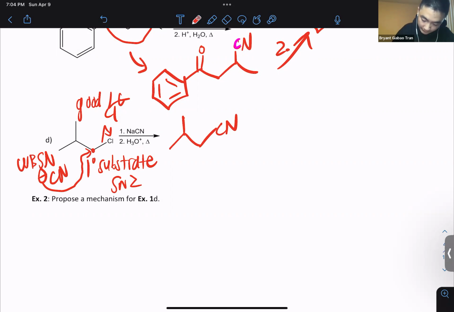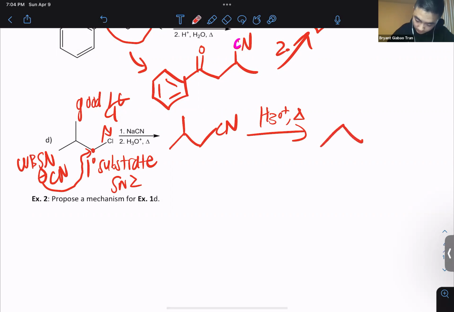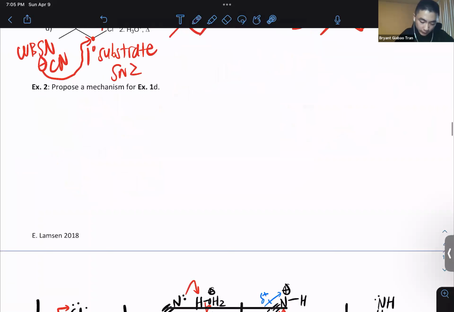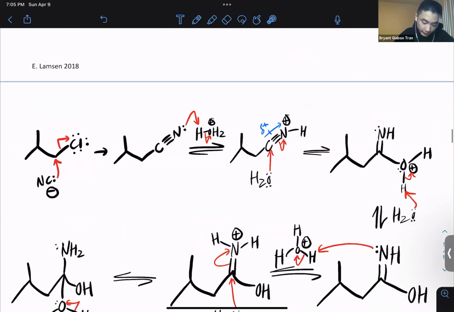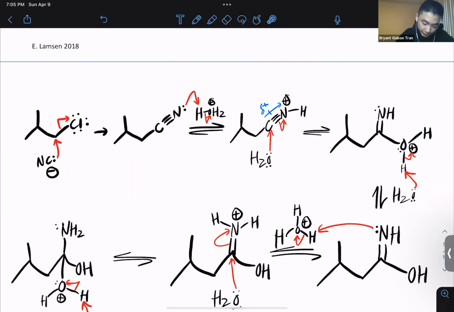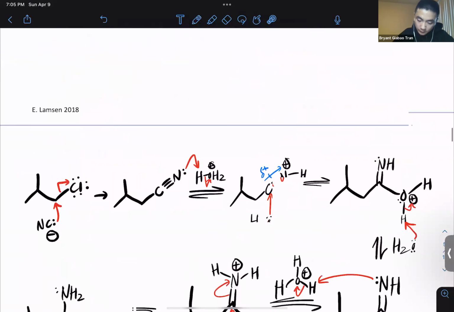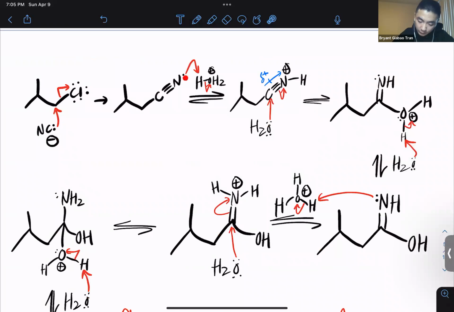And then we see here in the second step, we added acid and heat, which would hydrolyze this nitrile into a carboxylic acid. So this pink carbon here of the nitrile is this pink carbon here of the carboxylic acid. And for the mechanism of this one, the first step is to do SN2, where the nitrile attacks that substrate, kicks off the good leaving group, forming a nitrile here. And then we bring in our second step of the acid workup here, where this nitrogen will get protonated.